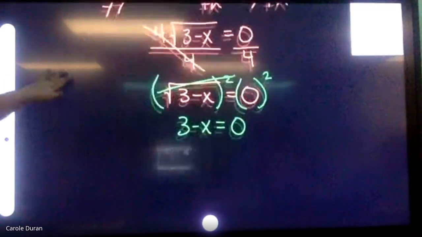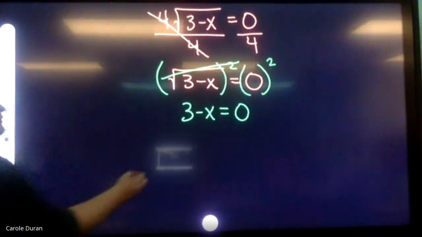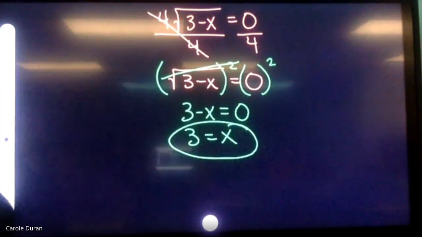Camden, how do I finish this one out? Bring the x over. And when we do, we get 3 equals x. Or you could have subtracted the 3 and divided by -1. Either way, it would have worked.